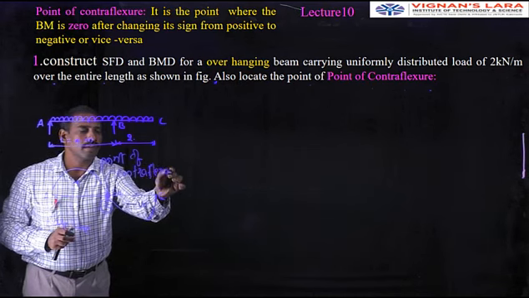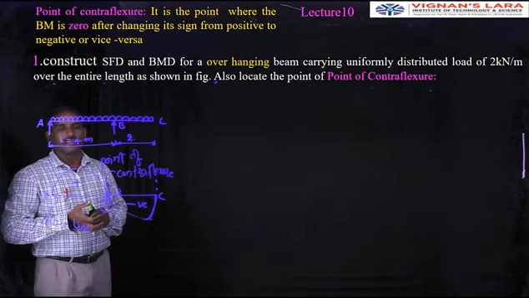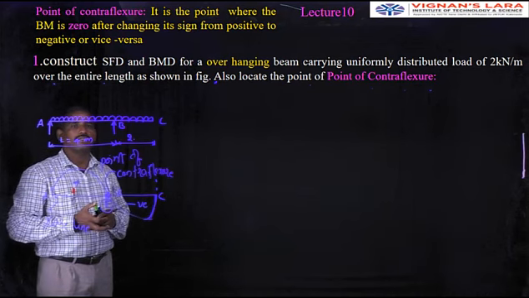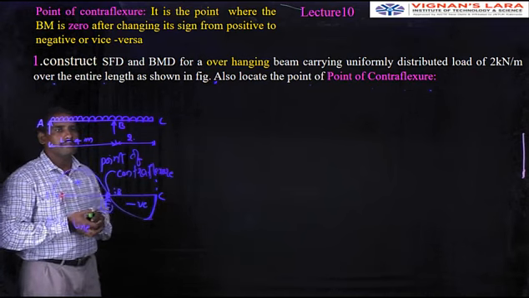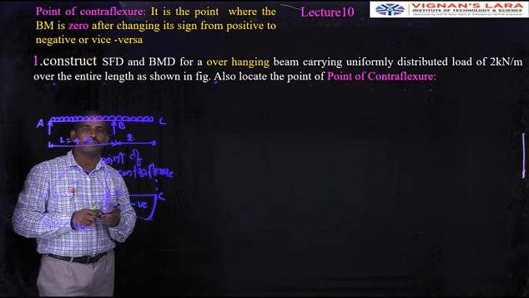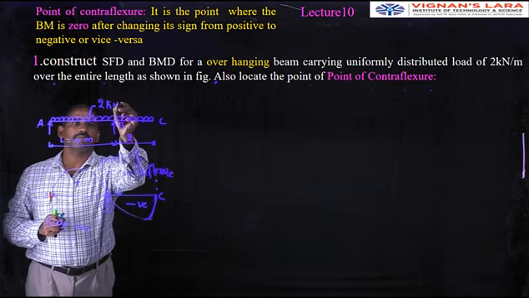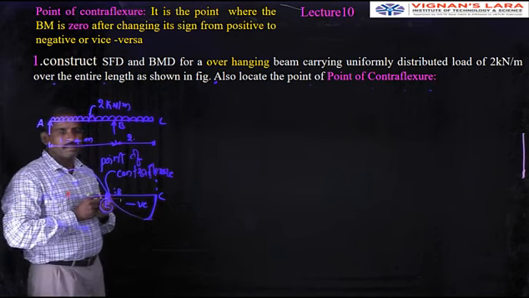Particularly, we observe the point of contraflexure in an overhanging beam subjected to various loads. For our consideration, let us consider a beam AC supported at A and B and extended from B to C of length 2, subjected to a uniformly distributed load at the rate of, for example, 2 kilonewtons per meter. Then calculate the shear force and bending moment.